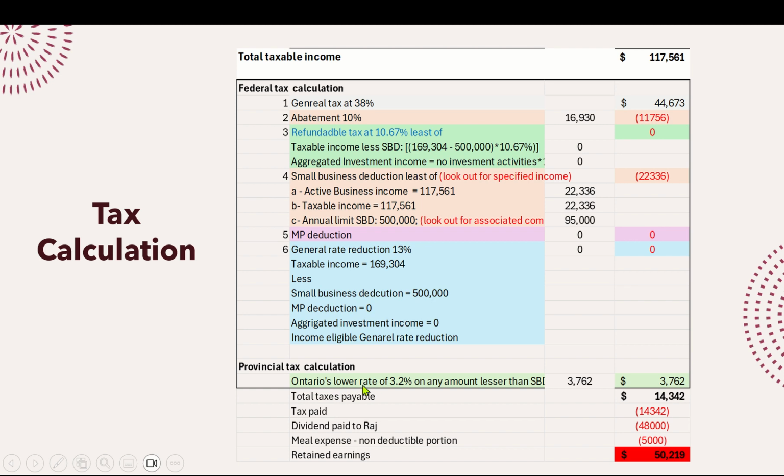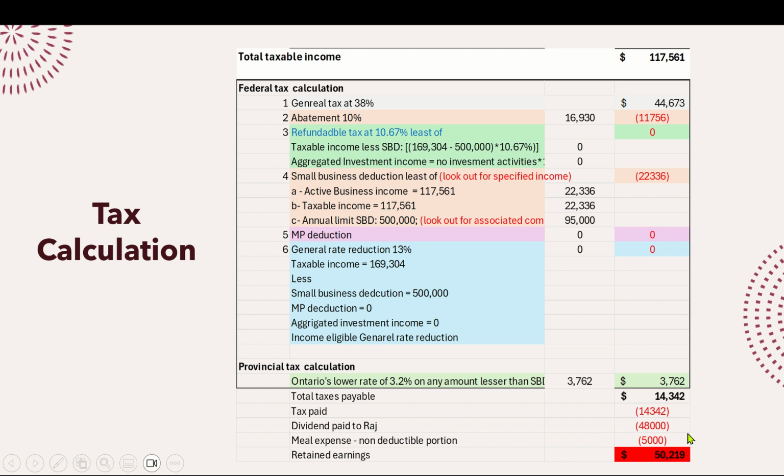The Ontario tax rate is 3.2%, and this is calculated based on this taxable income. Okay, this is the taxable income. So the tax payable, if we sum up this column, gives us $14,342, and the tax paid, right? Usually it's a good idea to pay the tax off. So you pay the tax off, as you can see right here, tax paid.